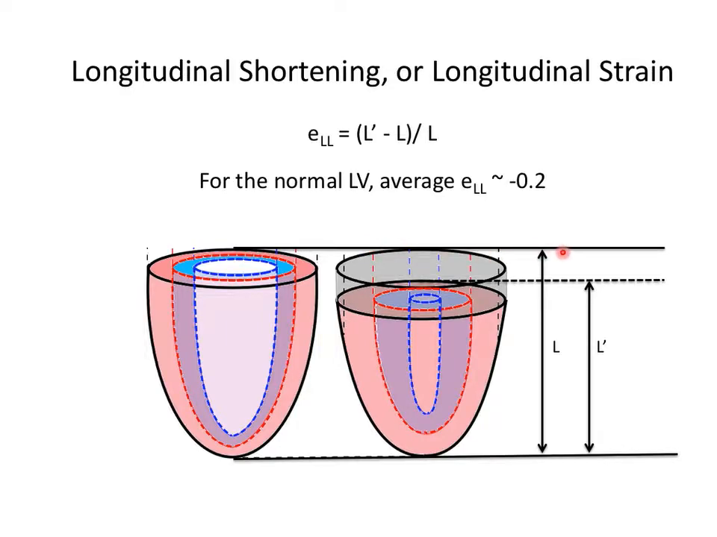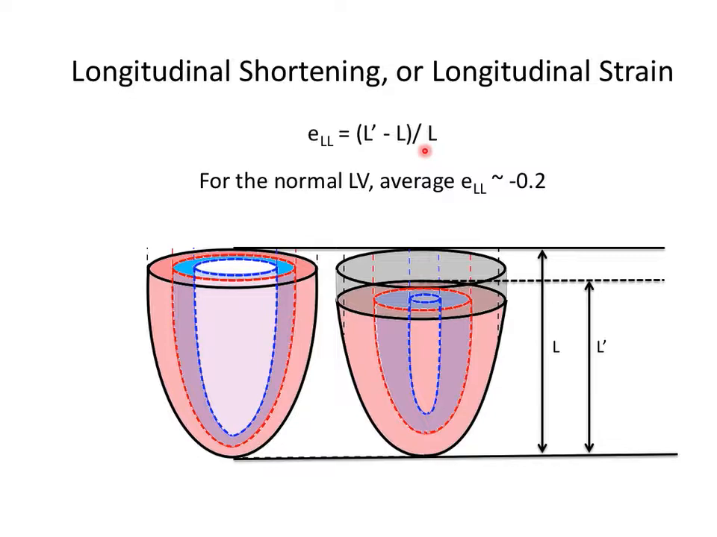So the amount by which that valve plane moves down: if we take the position in lab coordinates at time t0 at end diastole, and then look at that position at end systole, and take the ratio of those lengths of the heart, of the ventricle, that is called longitudinal strain. So it's just L prime minus L divided by L, right? Much like ejection fraction, but now it's a length, and it's a strain, essentially.